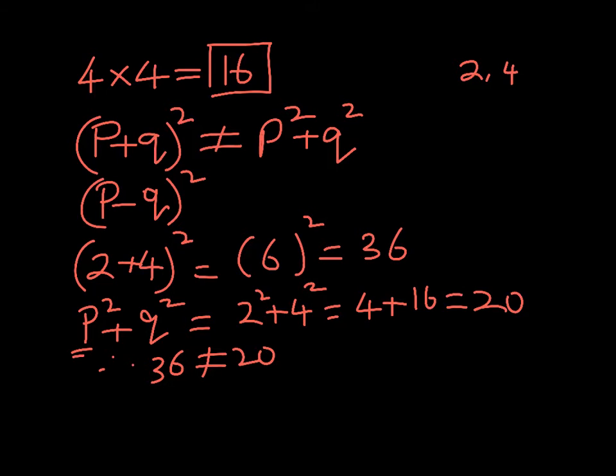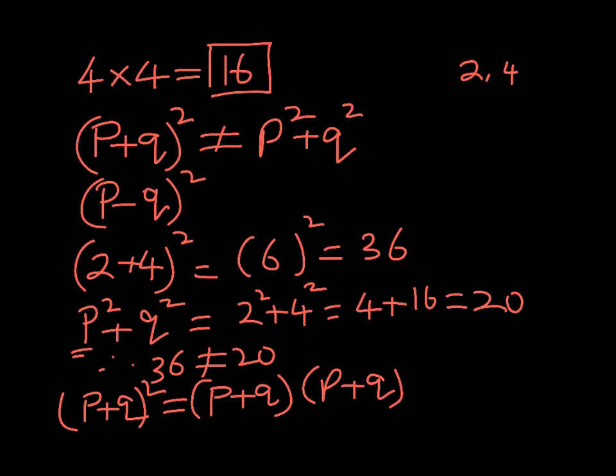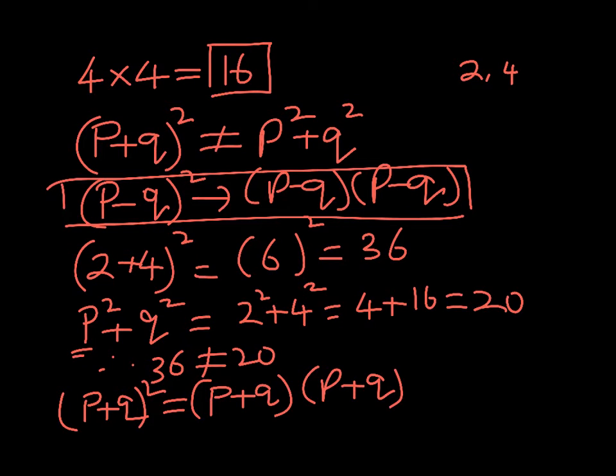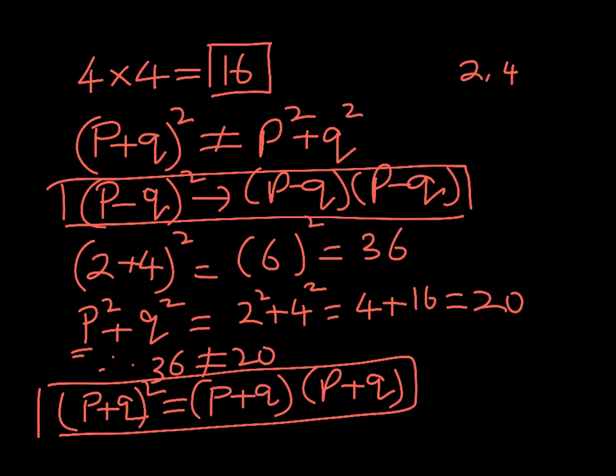So what then is (P plus Q) squared? Well, when it's in a bracket, it simply means (P plus Q) in bracket, another (P plus Q). The same thing for the one with a negative sign. (P minus Q) in brackets squared is the same as (P minus Q) into (P minus Q). So I want you to remember these two because it's very important when you expand perfect squares. These two are called perfect squares.